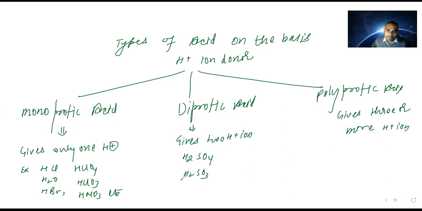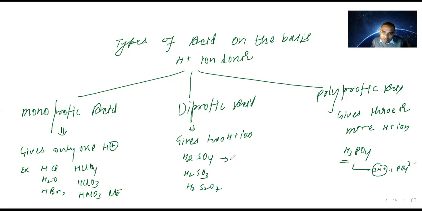There is also H2S2O7. So many are there, I'm writing only a few. Polyprotic acid gives 3 or more H plus ions, like H3PO4. H3PO4 gives 3 H plus ions plus PO4 3 minus ion. So 3 H plus are given, so it is a polyprotic or triprotic acid.